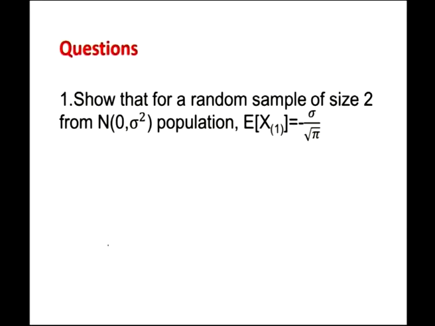So, based on the discussion in this session, the following question may be posed. Show that for a random sample of size 2 from a normal distribution with mean 0 and variance sigma square population, we have to prove that the expectation of the smallest order statistic is minus sigma divided by root of 2 pi. Thank you.